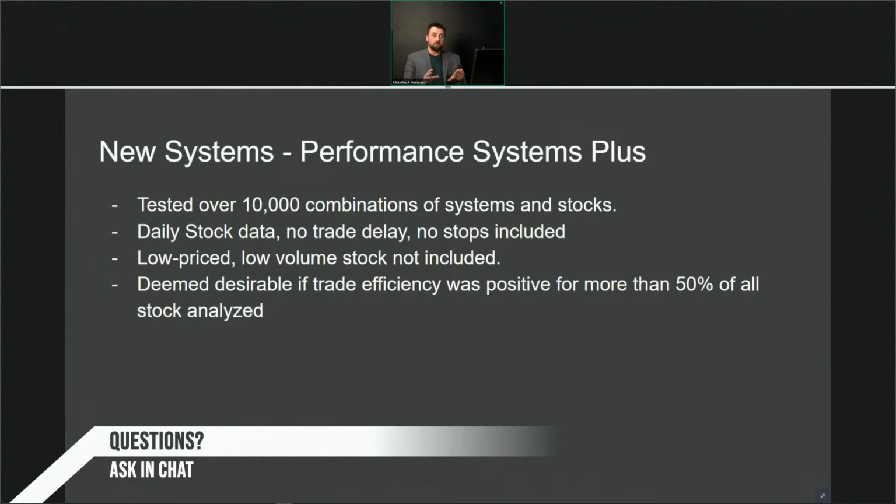they did not use any low priced or low volume stocks like penny stocks or anything like that, because those can trade erratically. These are tested on mid-level or higher stocks, just not on penny stocks or pink slips, things of that nature. And they all tested to trade with at least 50% proficiency. So that's kind of how all of those systems were generated.